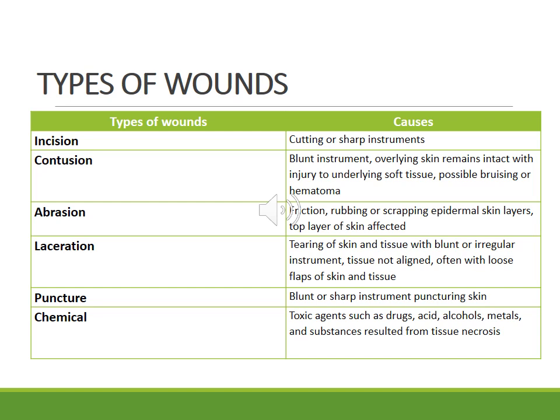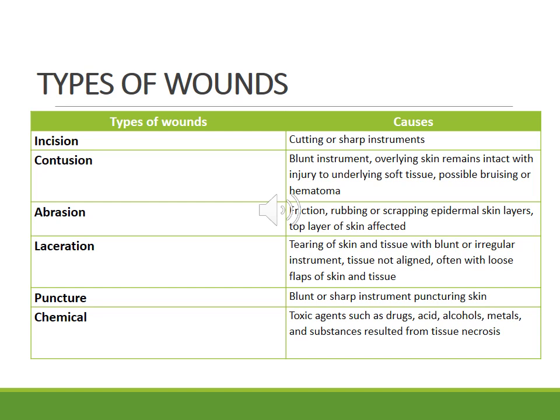The next one is a contusion. This is when a blunt instrument may cause it, and you have overlying skin that remains intact, but there's injury to the underlying soft tissue. So think of it as possible bruising or a hematoma. So we've kept that top layer intact, but we do have some injury underneath. Abrasion is just that friction rubbing. We scrape our knee or the epidermal skin layer, that top layer.